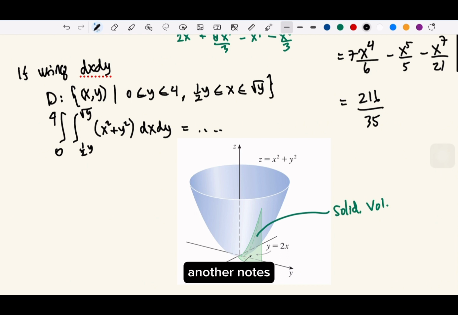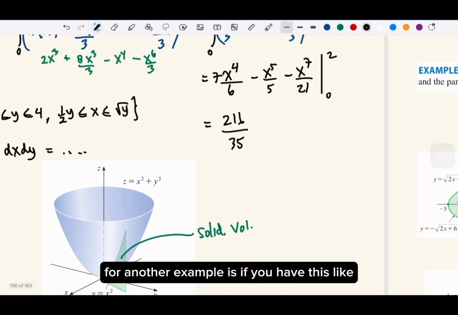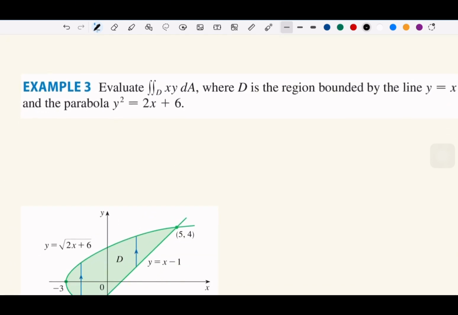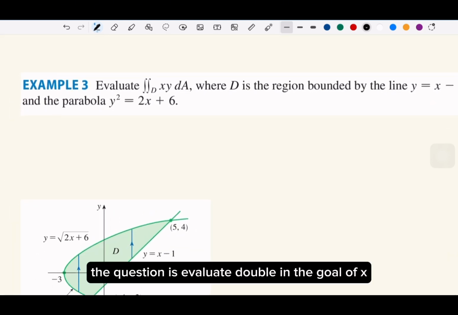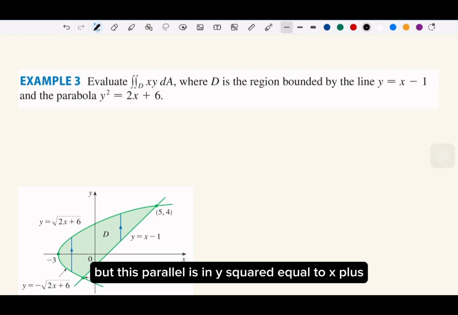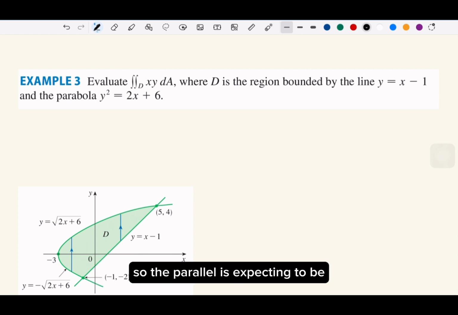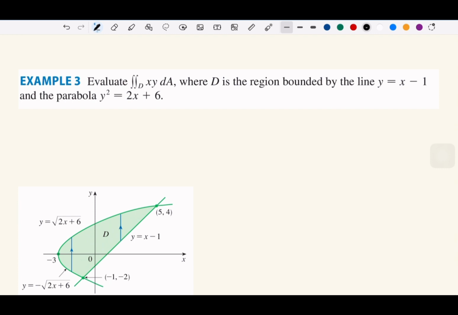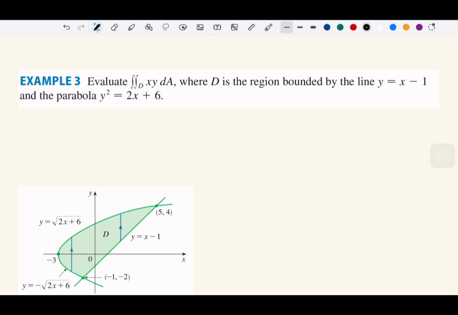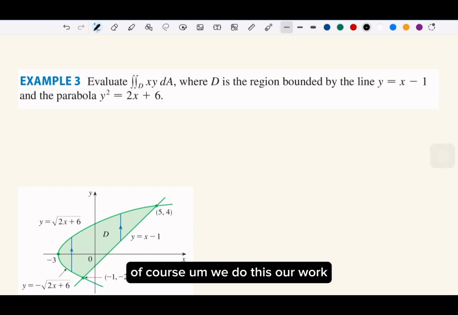Okay, another note for another example. The question is: evaluate the double integral of xy dA, and you have a line equation and another parabola, but this parabola is y squared equal to x plus 6. So the parabola is expected to be going like this one.